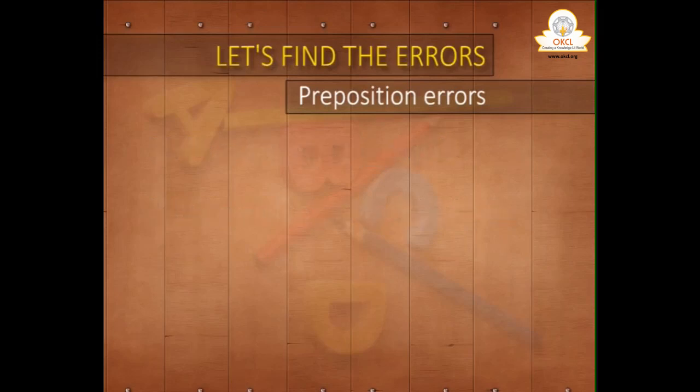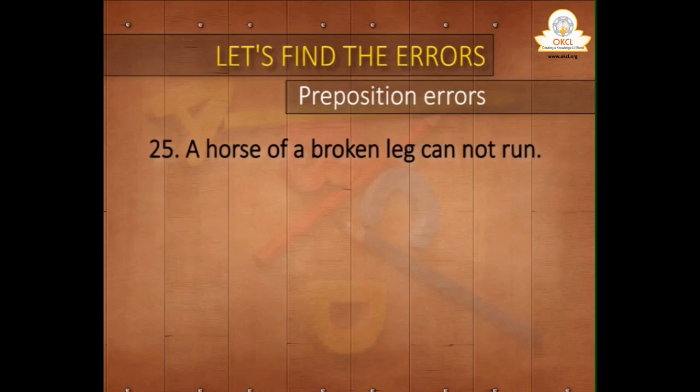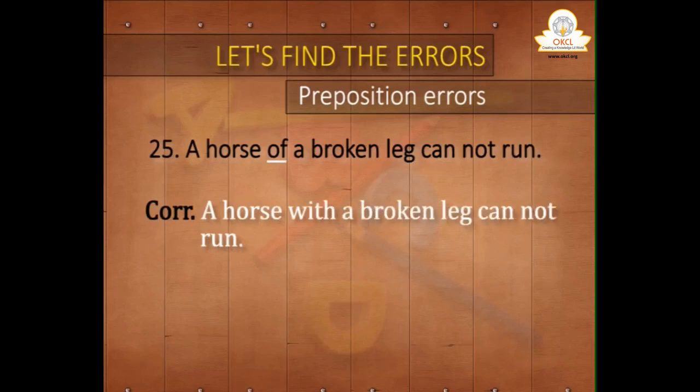A horse of a broken leg cannot run. "A horse of a broken leg" is wrong. A horse with a broken leg. A horse with a broken leg cannot run. Let's see the next sentence.